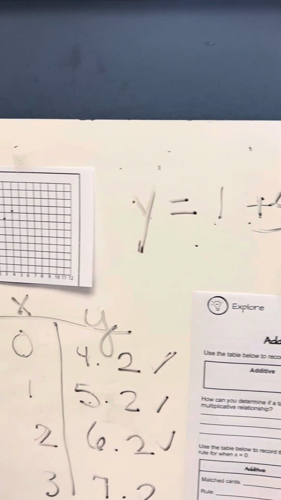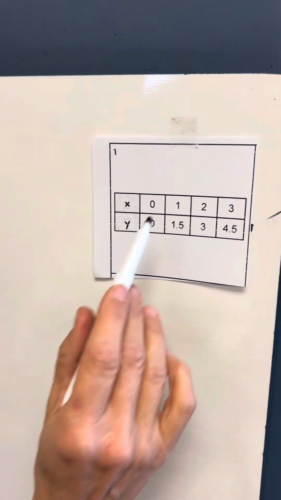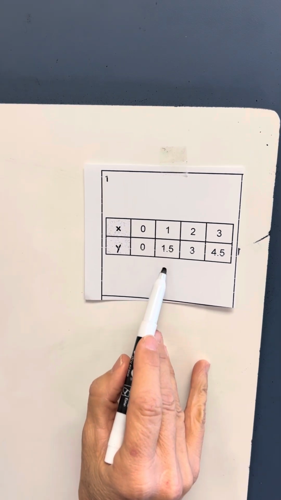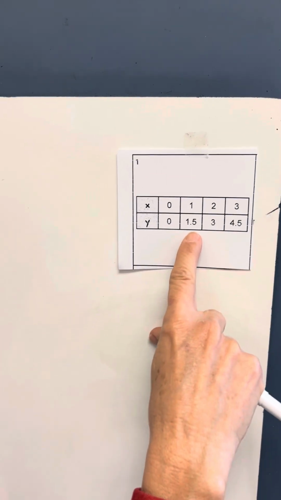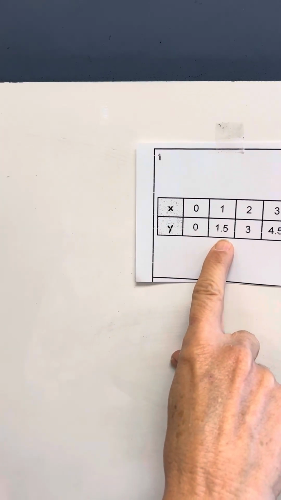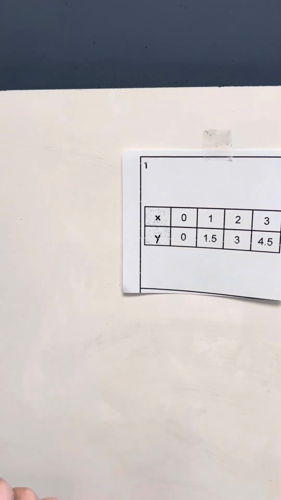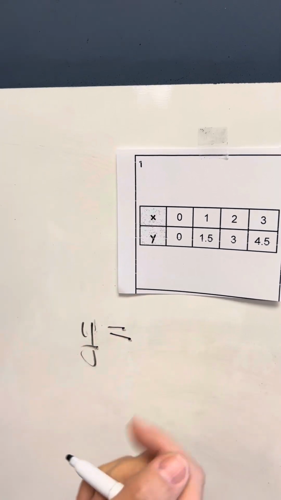So let's look at a different situation. This one is actually a table, okay? I've already got the x and the y values here, and it looks like we're going 1.5, 3, 4.5. Well, I know that if I double 1.5, I would get 3. So let me check out this situation. It could be multiplying, but I'm just going to check it.